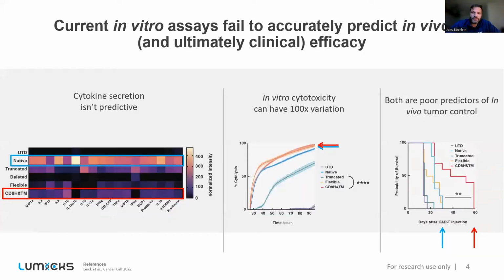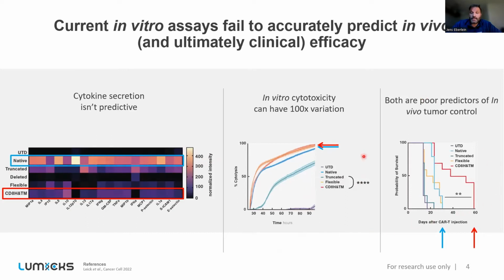One of the major reasons really is that our current in vitro assays fail to accurately predict in vivo assays. As an example, I'm showing some data from an article that I'll come back to later. Here we'll focus on two different CARs that kill equally well in vitro, and one of them secretes significantly more cytokines. So there's a disconnect, right?